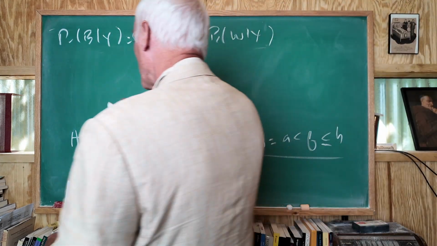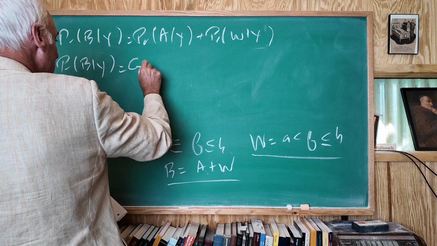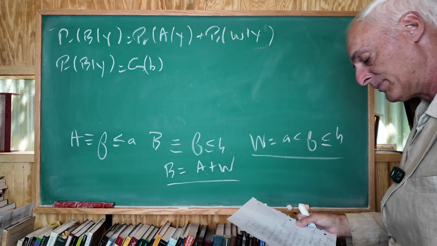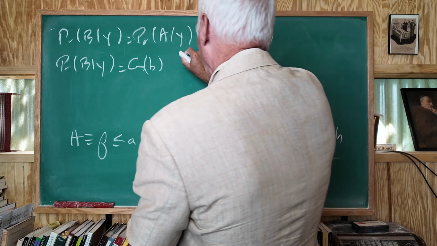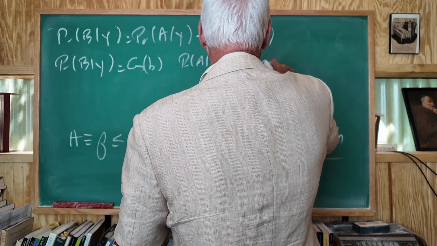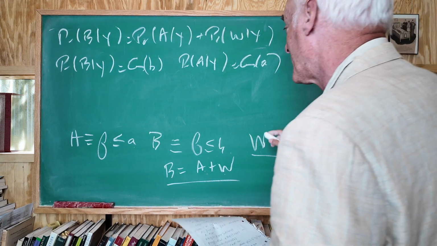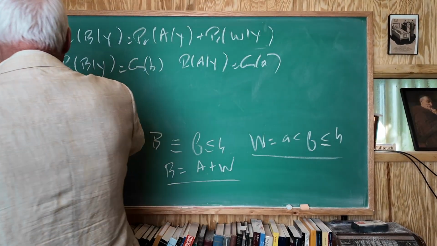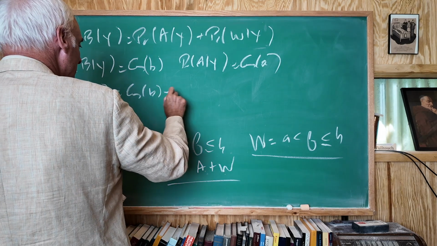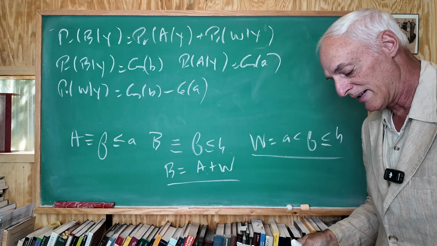So now what we also know, the probability of B given Y is going to be G of B. And the probability of A is going to be GA, no problem so far. And the probability of W is going to be GB minus GA, no problem there.